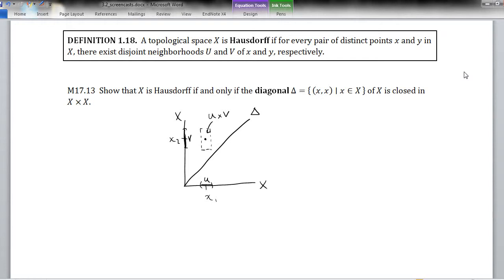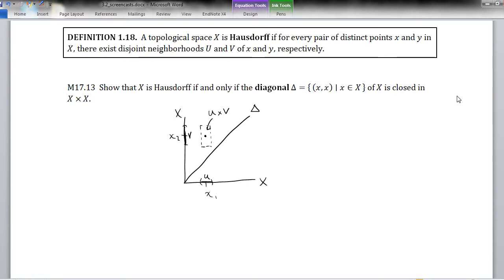And, all right, let's try Munkres' problem 17.13, which says, show that X is Hausdorff if and only if the diagonal delta of X is closed in X times X, which has the product topology from X. Okay. So this diagonal just consists of all ordered pairs where the first and second coordinate are the same. And if you imagine that X is the real numbers, then if you graph what the diagonal would be, you can see why it's called the diagonal. It would just be the line y equals x that you've seen many a time.